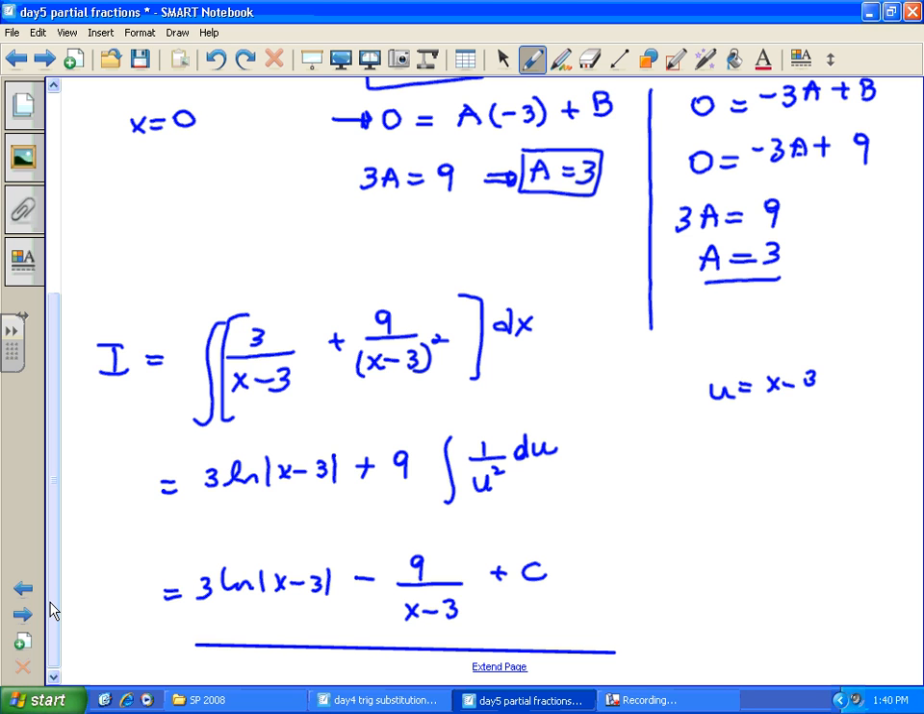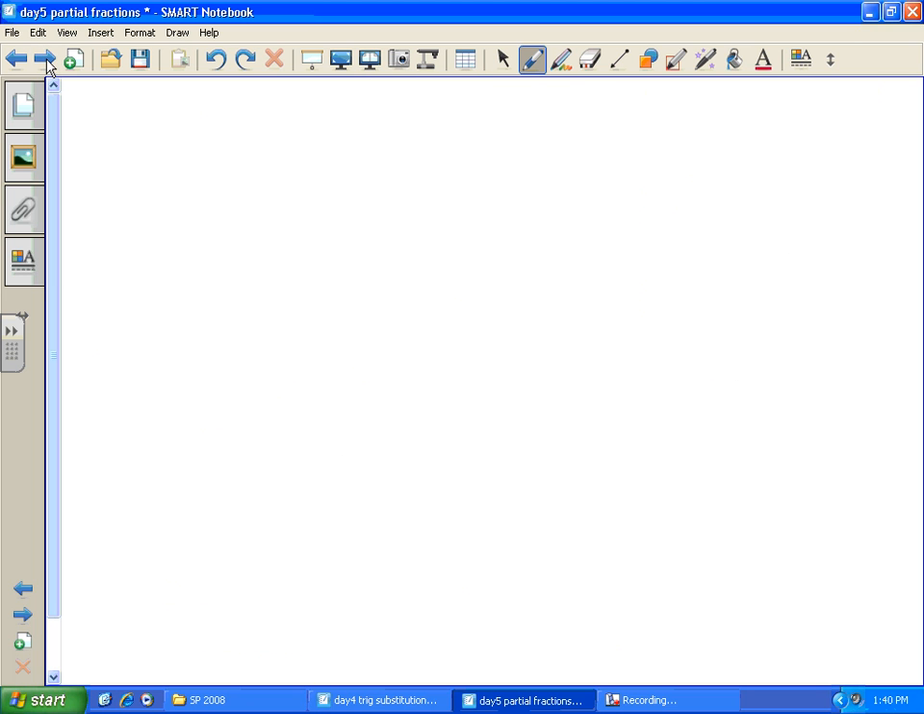Any other questions about that answer before we try the new one? Any questions? Okay, we're trying one that has an irreducible quadratic in the denominator, and here it goes. The integral of 2x squared minus x plus 4 all over x cubed plus 4x.